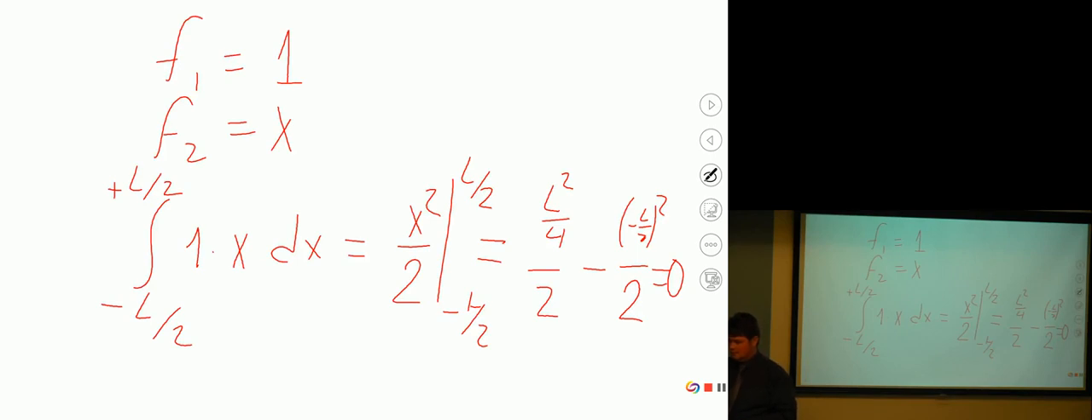Orthogonality. You'll need this concept very soon. So, a little mathematical experiment. Suppose we have two functions.